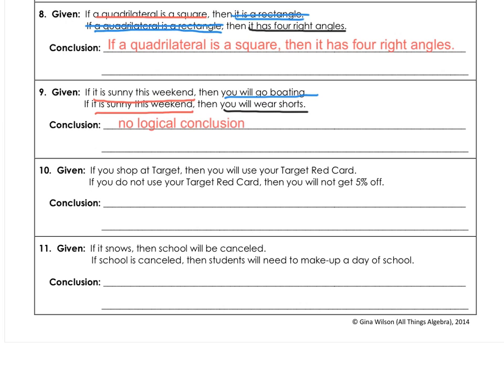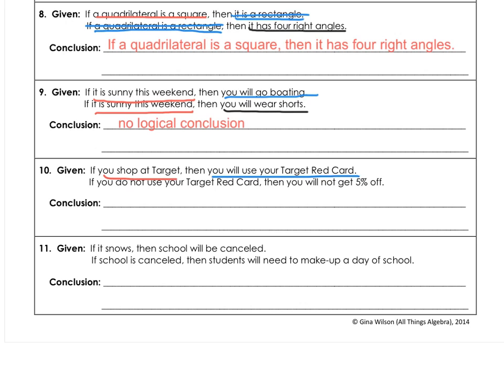Number 10 identifies 2 conditional statements. If you shop at Target, then you will use your red Target card. If you do not use your red Target card, then you will not get 5% off. Okay, so we're just going to look at our P's and our Q's. If you shop at Target is your hypothesis, and your conclusion, you will use your Target red card.